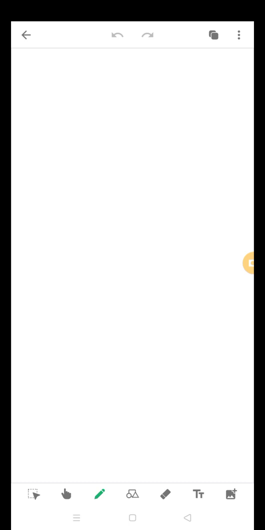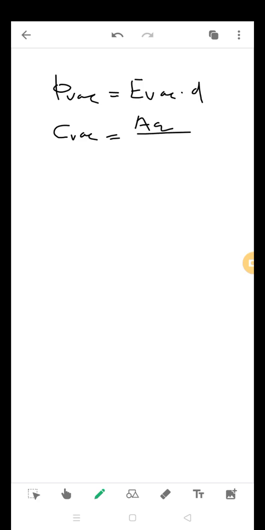Now, the potential difference between the plates will be given as phi vac, which is equal to E vac into D, and the capacitance C vac, which will be equal to A into Q divided by phi vac. Now in this case we assume in the first case that there is vacuum.